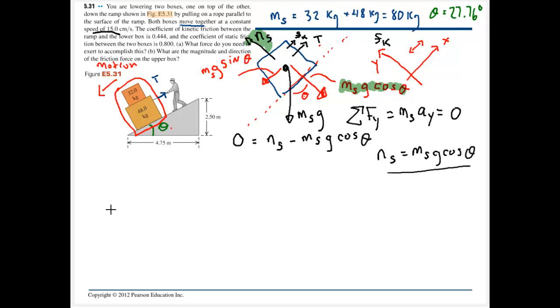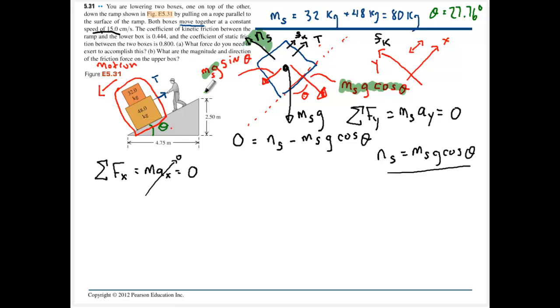Now let me take a look at this in the x direction, and I say the same thing. Sum of forces in the x direction is equal to mass times acceleration in the x, and again, constant speed means my acceleration is equal to 0. So let me just highlight my forces in the x direction on my complicated diagram here.